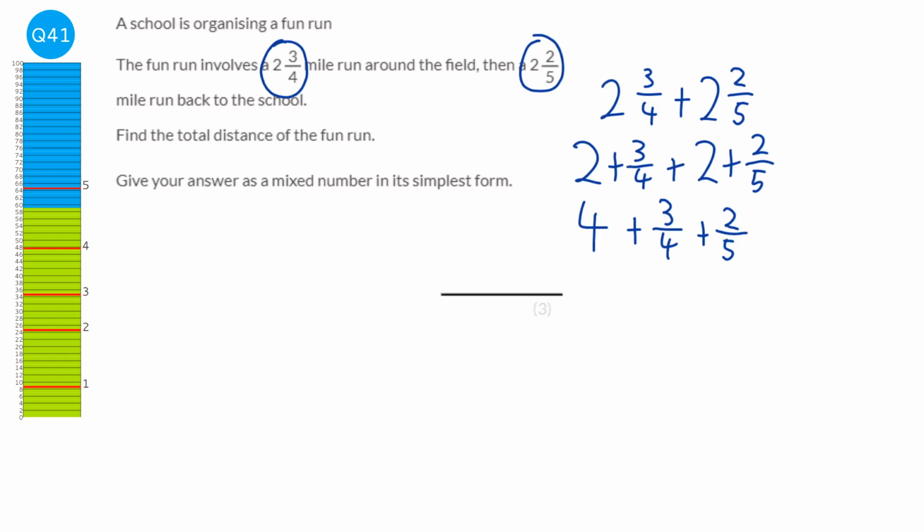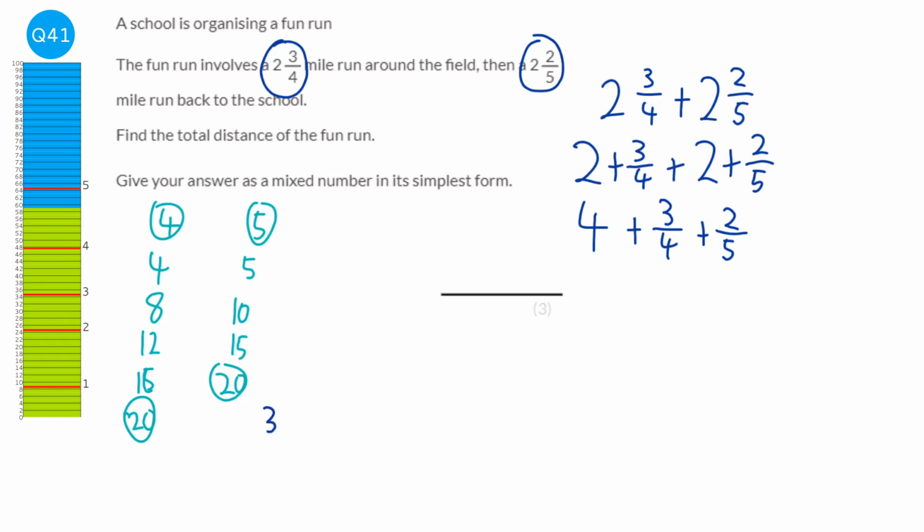And we do that by just quickly writing out the 4 and the 5 times table and seeing what the first number in both their times tables is. 16, 20, and 5, 10, 15, 20. So that's 20. So we need to get the bottoms of the fractions to 20.